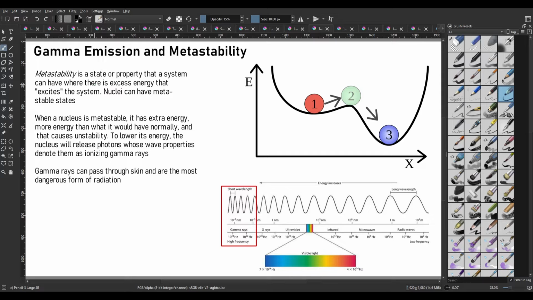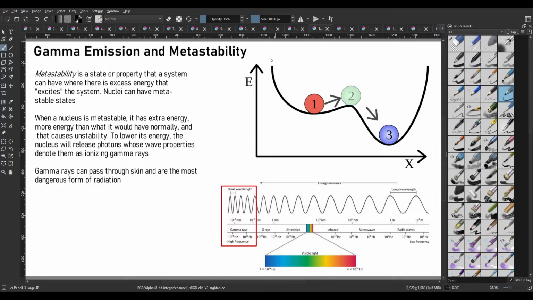When a nucleus is metastable, it has extra energy, more energy than it would have normally in a stable, non-metastable state, and that causes some instability. To lower its energy, the nucleus will release photons whose wave properties denote them as ionizing gamma rays. Gamma rays can pass through skin and are the most dangerous form of electromagnetic radiation. So let's unpack this for a second.